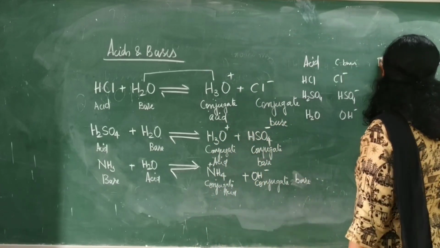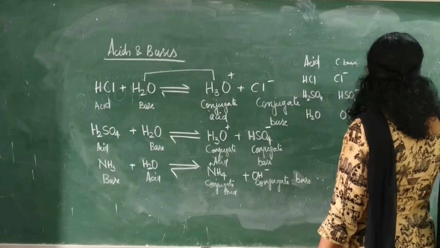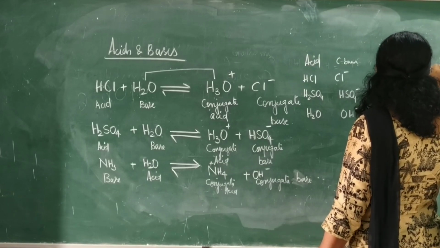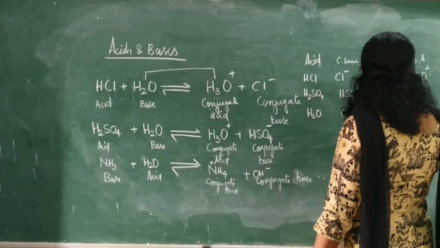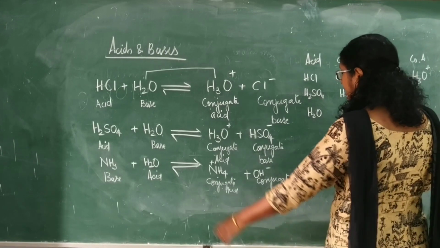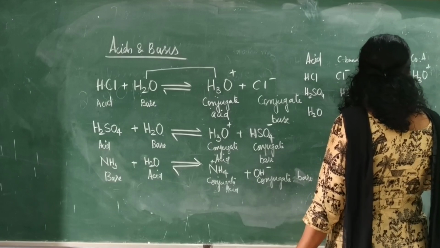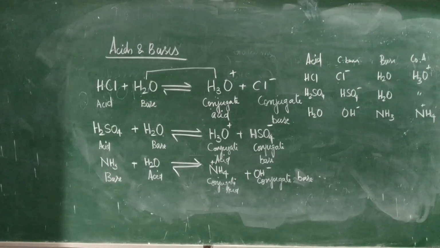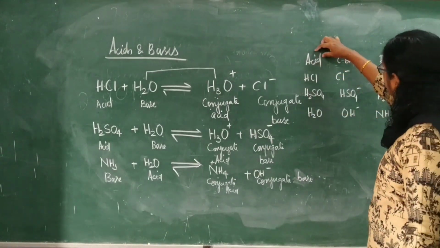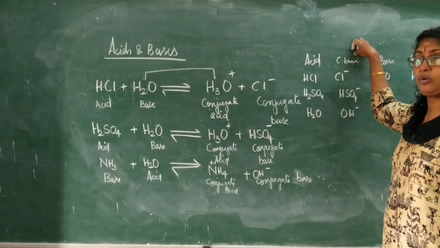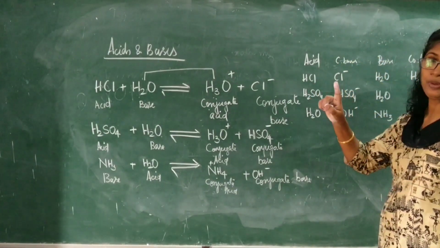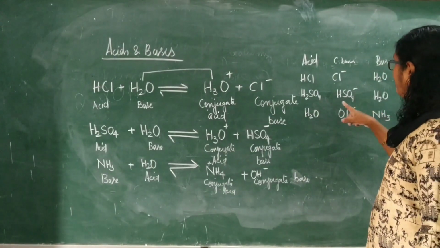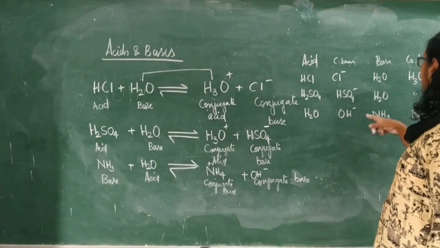Now I write the base. In the first case, the base is H2O. Its conjugate acid is H3O plus. Next, NH3 is the base. Its conjugate acid is NH4 plus. Find out the relationship between these. See, between the acid and its conjugate base, there is a difference of one proton. HCl, Cl minus, 1 proton less. H2SO4, HSO4 minus, 1 proton less. H2O and OH minus, 1 proton less.